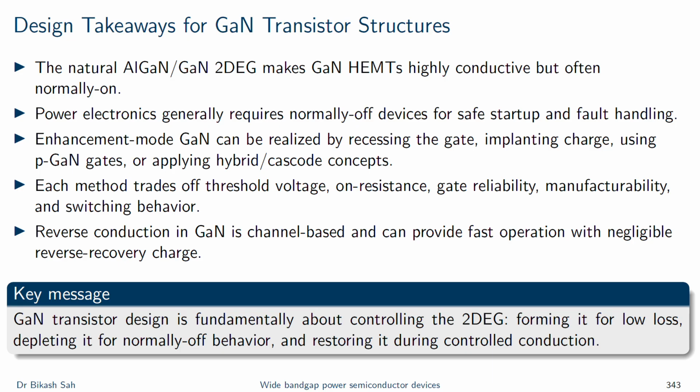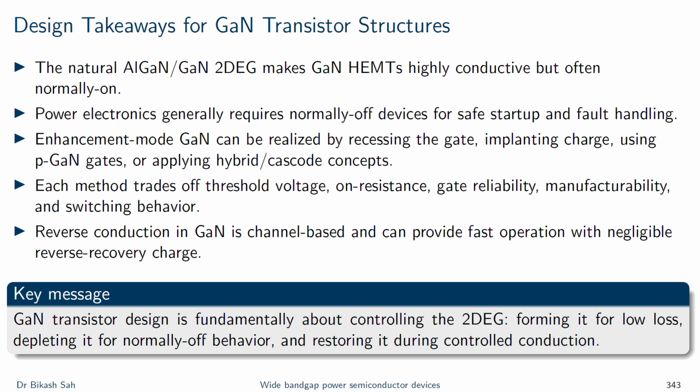So now we finally conclude the design for the GaN transistor structure. The natural AlGaN/GaN two-deck makes the GaN HEMT highly conductive, but it also makes it normally on, right? Power electronics in general requires normally off behavior for safe startup, shutdown, and fault response. And that's where E-mode comes in place, and this could be achieved through a recessed gate, implanted charge, P-GaN gate, and hybrid cascode structure. Each method has certain trade-offs.